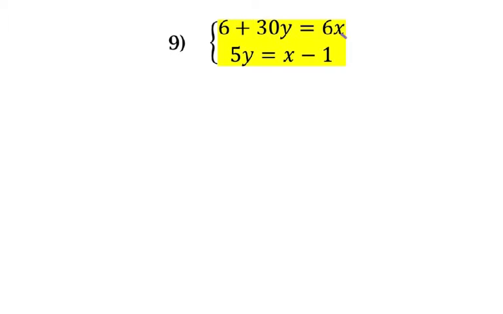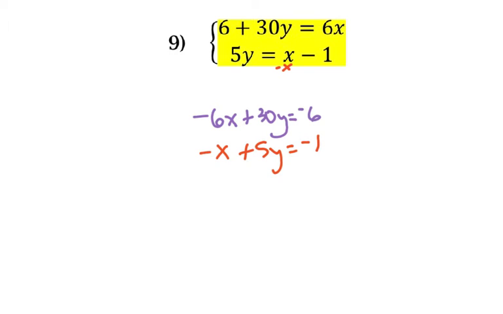If we put this into standard form with the x and the y on the same side, I could move my 6x to the other side. I would keep my 30y, and I would move the 6 to the right-hand side. That's exactly the same equation, but it's in what we call standard form. And then if I do the second equation in standard form, I'd have to move this x. So I'd have negative x plus 5y equals negative 1. So again, watch your signs, but once I have that, then it's something I can actually do something with.